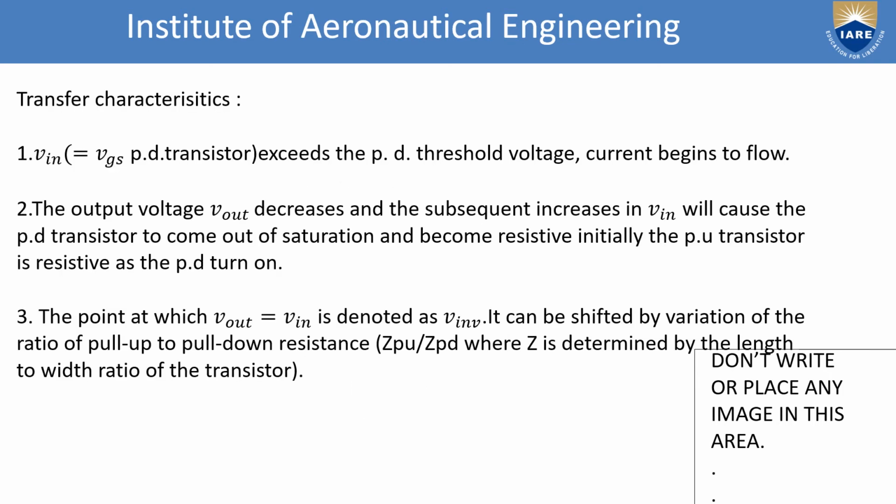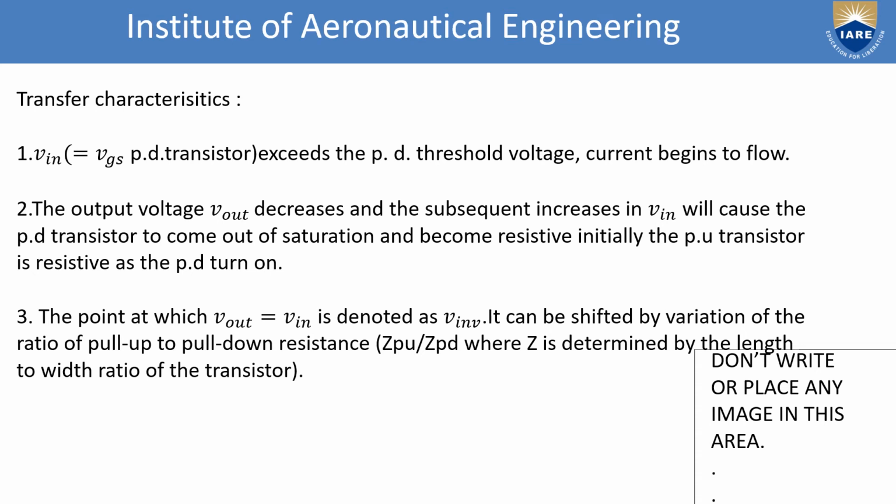Next one is the transfer characteristics. Vin is equal to VGS. When Vin exceeds the PD threshold voltage, current begins to flow. The output voltage Vout decreases, and the subsequent increases in Vin will cause the PD transistor to come out of saturation and become resistive. Initially, the PU transistor is resistive as the PD turns on.